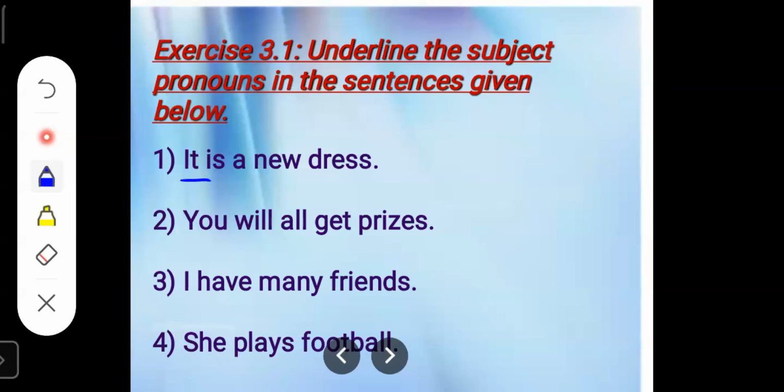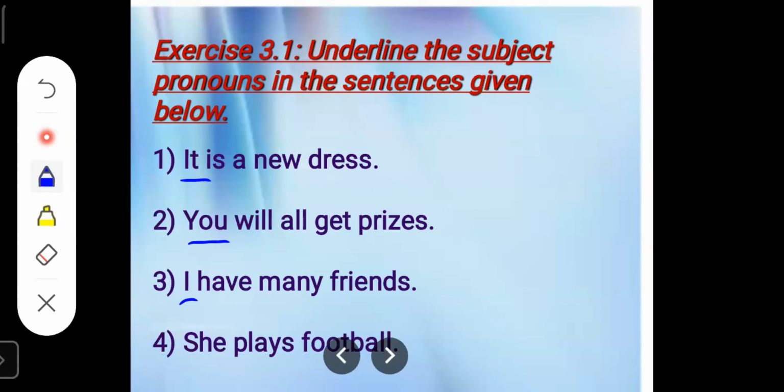Next is, you will all get prizes. Here, I am talking to many people at a time. So what is the subject pronoun that is used? It is you. So I will underline the word you. You is a subject pronoun. Next is, I have many friends. I is also a subject pronoun. So I have underlined the word I.